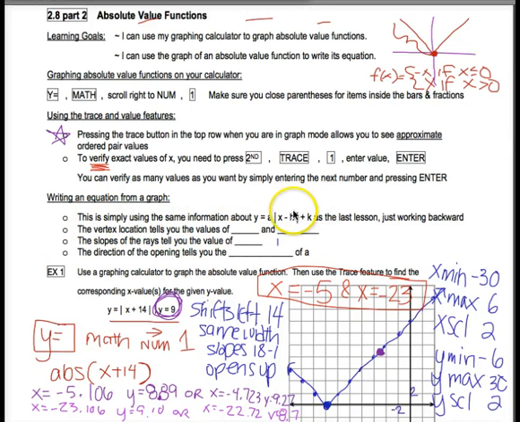So we're using the same information from yesterday, this equation right here, y = a|x - h| + k. We're just going to work backward. Remember that the vertex location, because you're looking at the picture, where the vertex is, those are going to tell you the values of h and the values of k. h, remember, is the x coordinate, and k is your y coordinate.